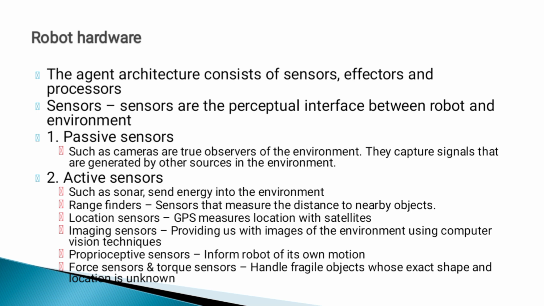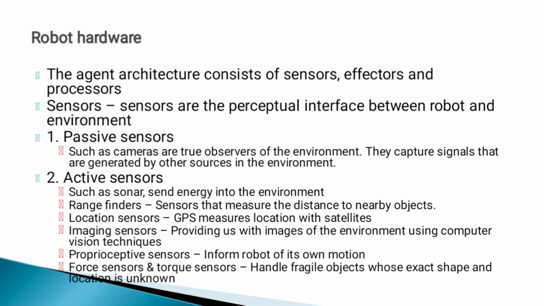Then, robot hardware. The agent architecture consists of sensors, effectors, and processors. A sensor is represented as a perceptual interface between the robot and the environment. There are two main types of sensors, that is passive sensors and active sensors. Passive sensors such as cameras are true observers of the environment. They capture signals that are generated by other sources in the environment.